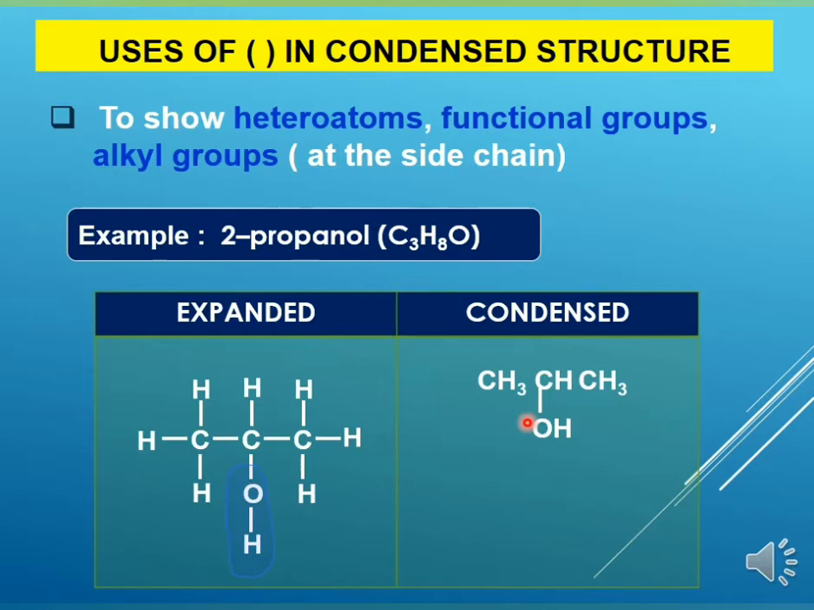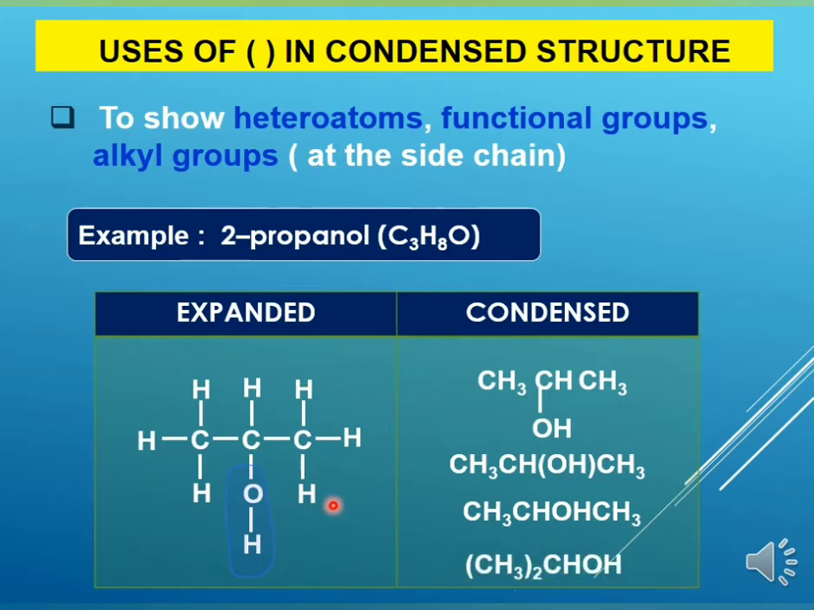Or we can use round brackets to enclose the hydroxyl functional group. Or if we don't, the structure is also correct. Or we can also use a bracket to represent the 2 CH3 groups at the side chain. So these are a few options for how we can write the condensed structure.